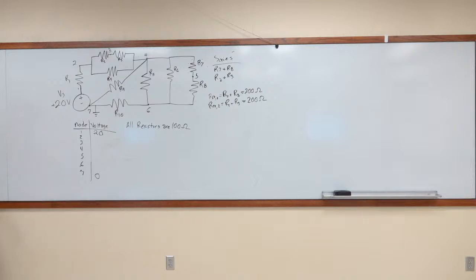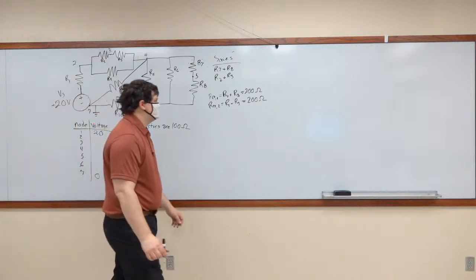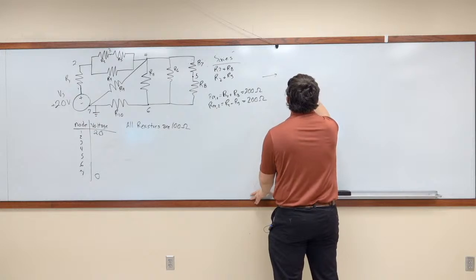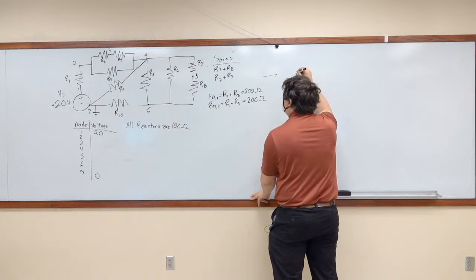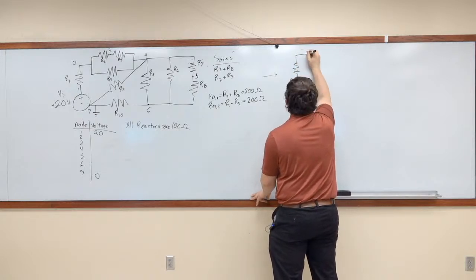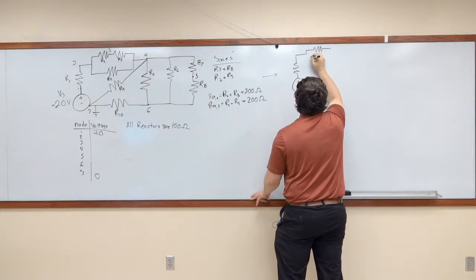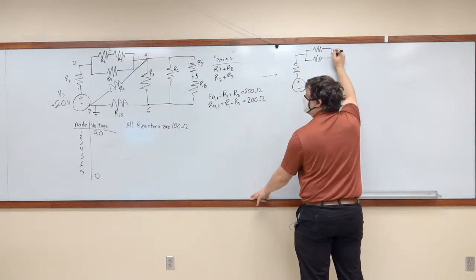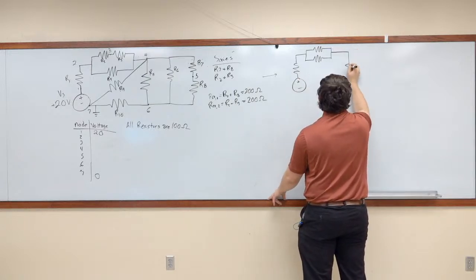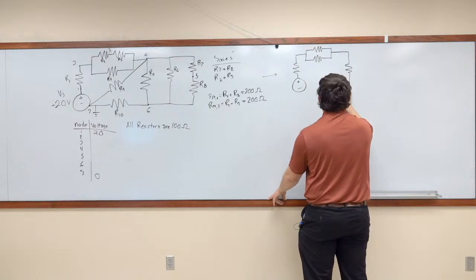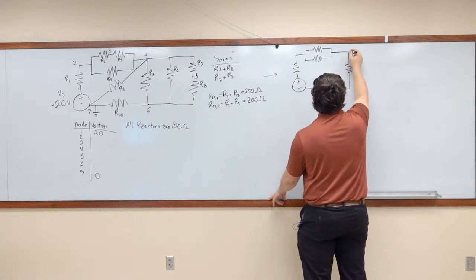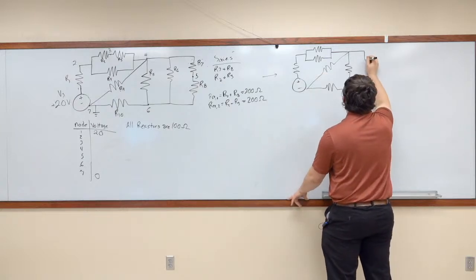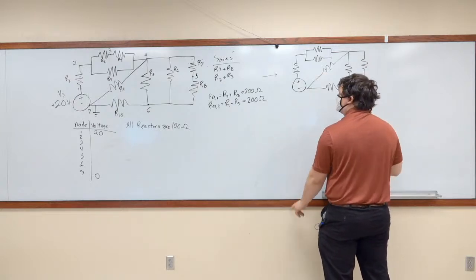So now we can redraw this circuit so that it looks like this. Could have combined 5 and 6.